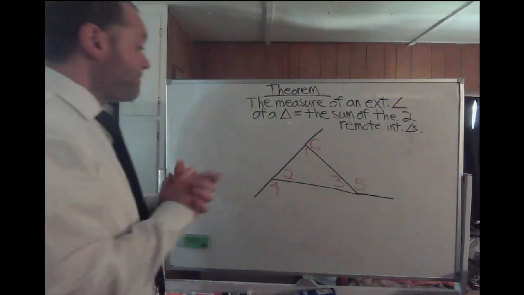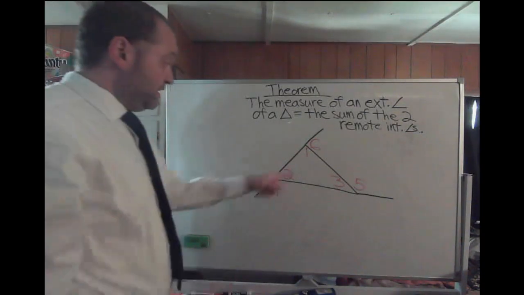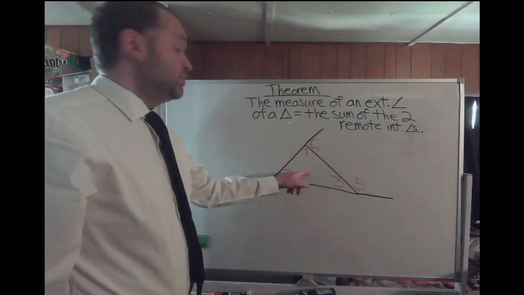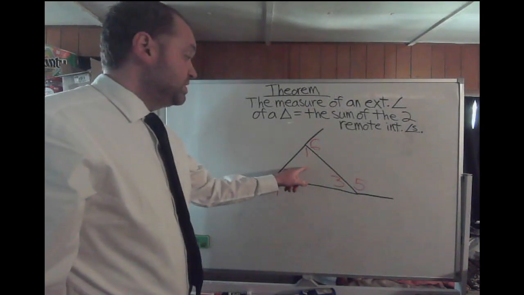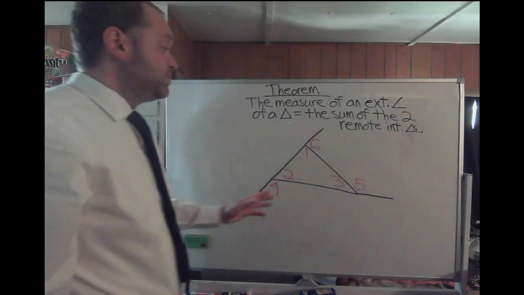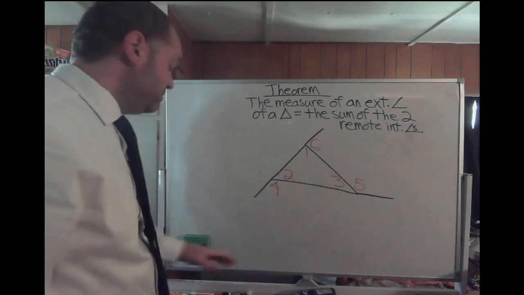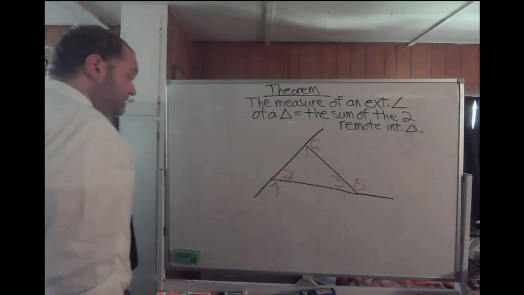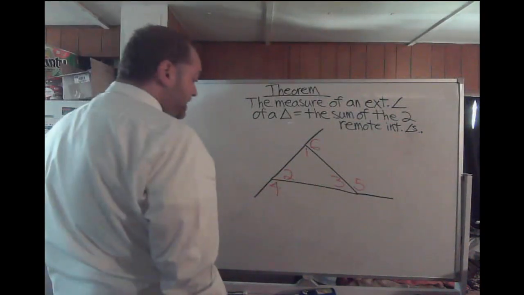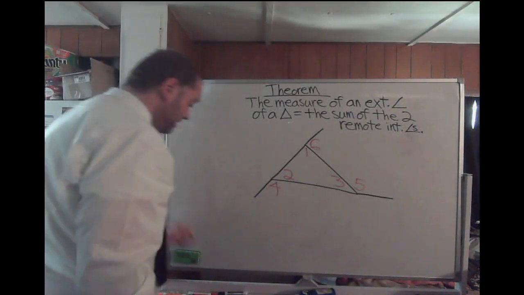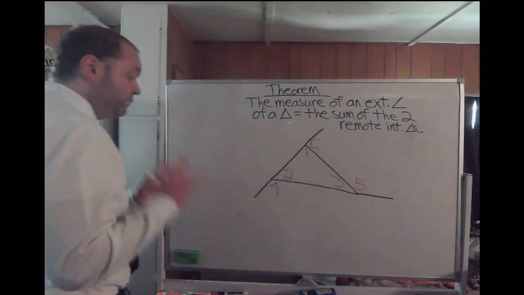So we look at angles 1, 2, and 3. Those are inside the triangle, right? So those are interior angles. Angles 4, 5, and 6 lie outside of the triangle, so therefore they are exterior angles. Well, let's say we wanted to find the measure of angle 4.